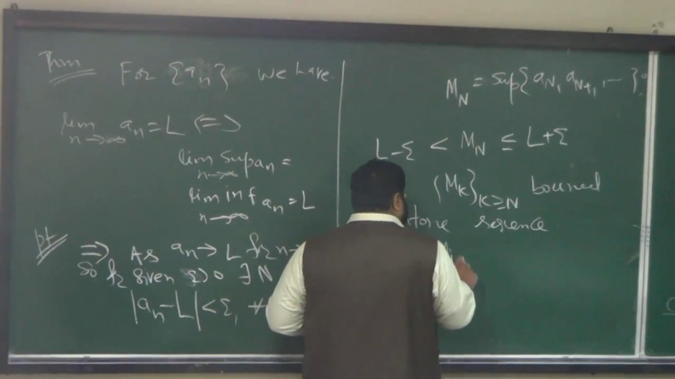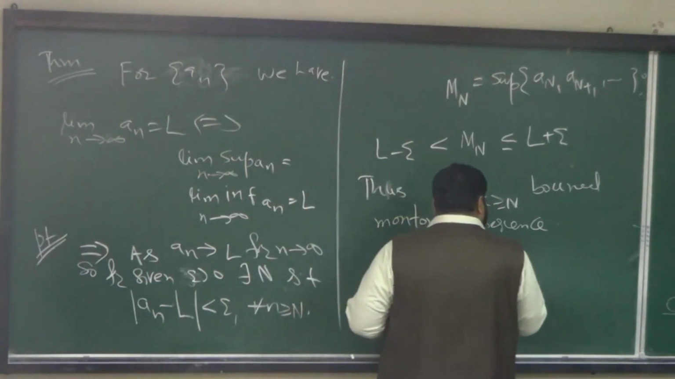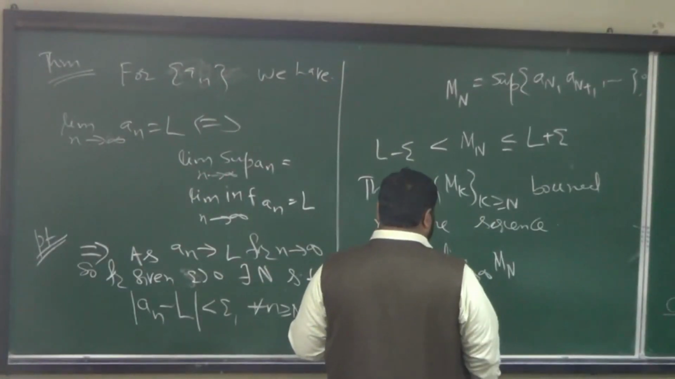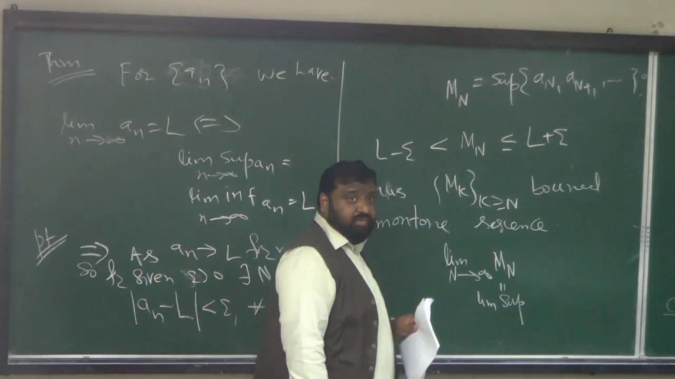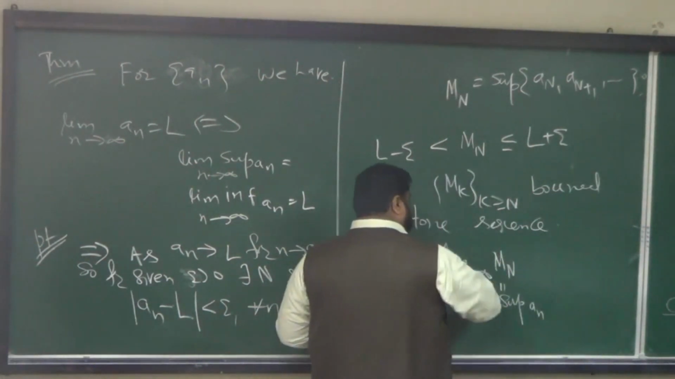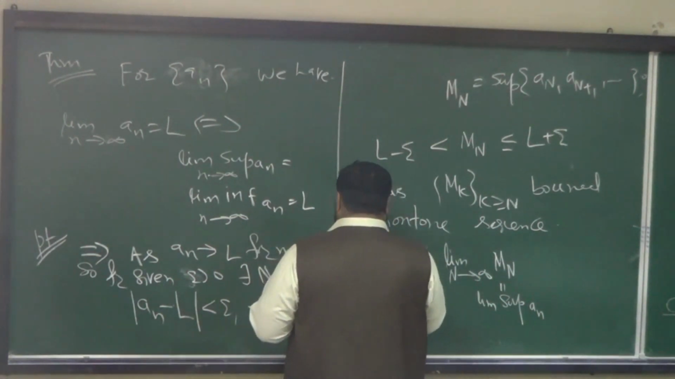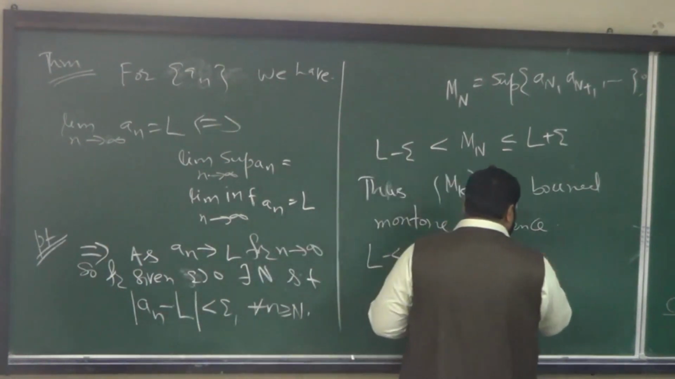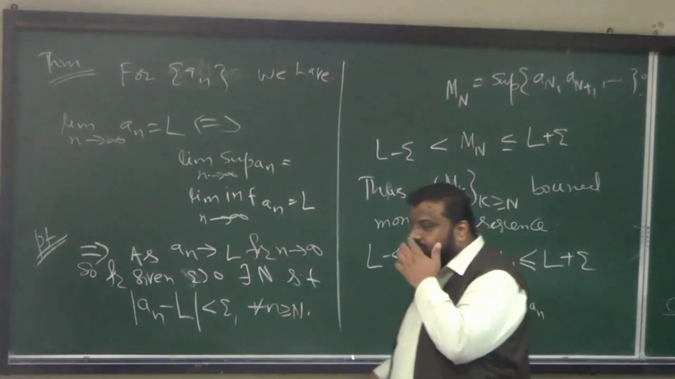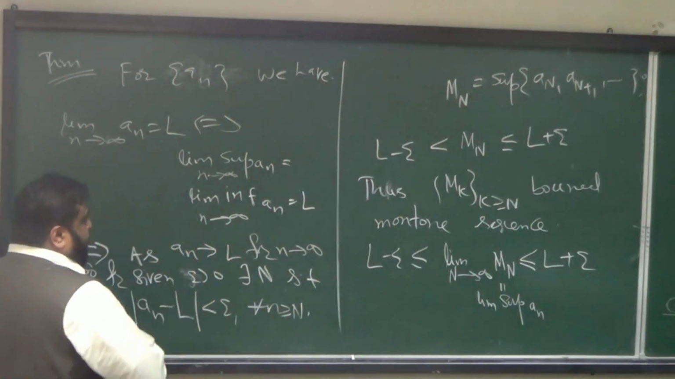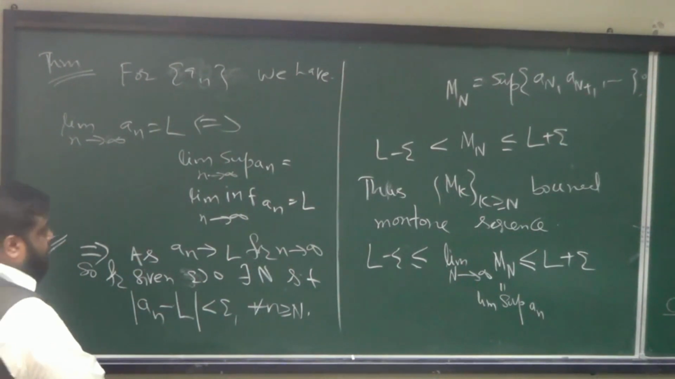And that claim is that the limit as n approaches infinity of these Mn's, which is basically lim sup of An, just writing it for the sake of convenience, is bigger than or equal to L minus epsilon, but less than or equal to L plus epsilon. Why is this the case?